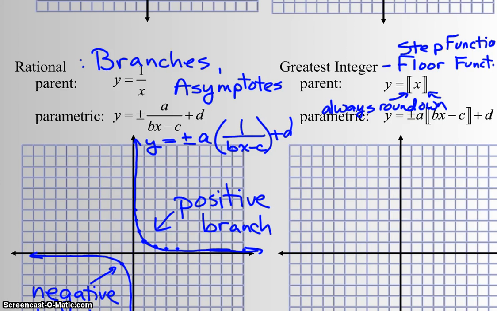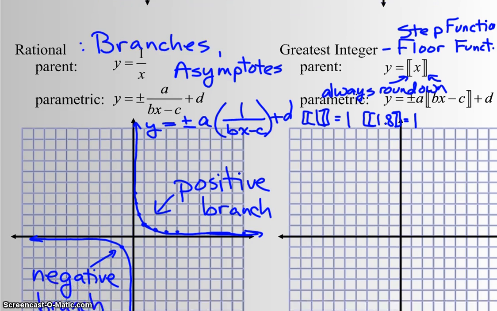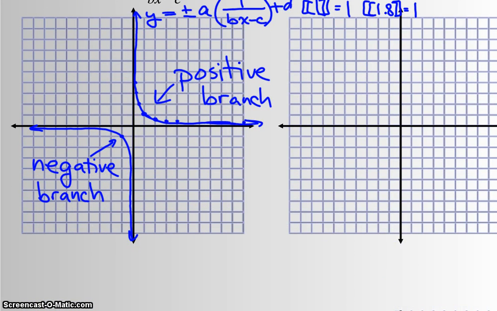So what that means is this. The greatest integer of 1 is 1. The greatest integer of 1.8 is 1 because we're always rounding down. We're never rounding up. As a result, what we end up with is a series of stair steps.